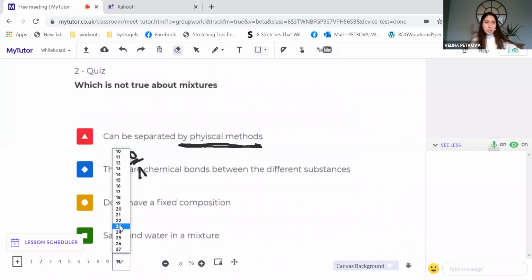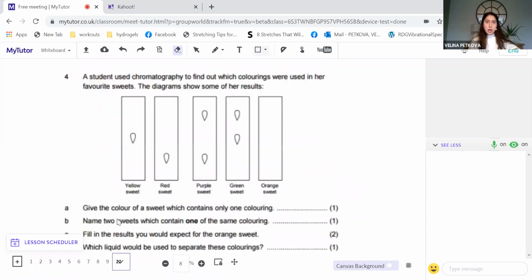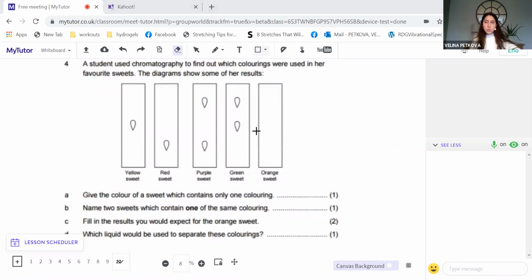So now let's try some exam questions. Okay, so let's go to question 4. A student used chromatography to find out which colorings were used in her favorite sweets. The diagram shows some of her results. Give the color of a sweet which contains only one coloring. What has only one coloring? Yeah, brilliant. Red and yellow. Both of these only have one coloring, as we can only see one dot on them. Exactly. So one dot means one colouring.